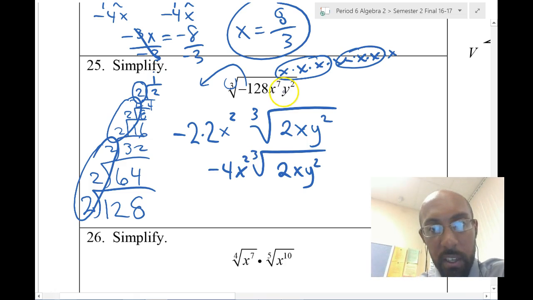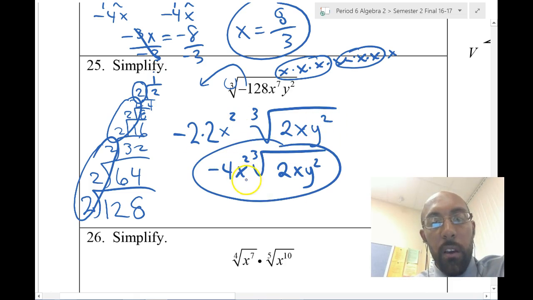So again, what I was trying to say is that if I do 7 divided by 3, that's 2. So that's where the 2 comes from. And then the remainder is 1, so there's still 1 inside. And then 2 divided by 3 is a fraction, so I can't do that. All right? And don't forget the negative, bring it outside.